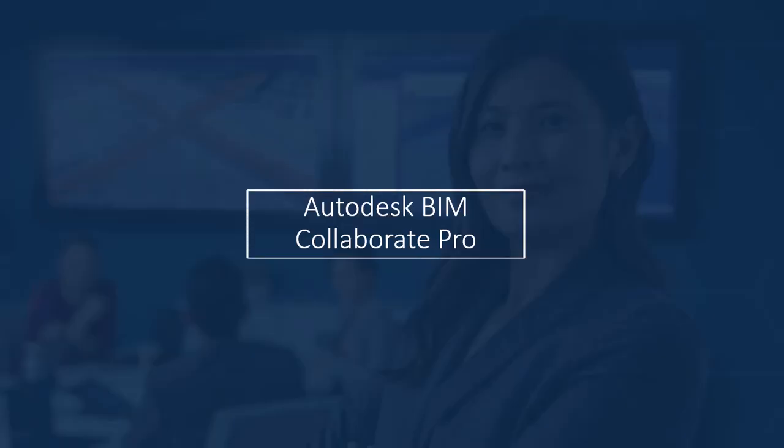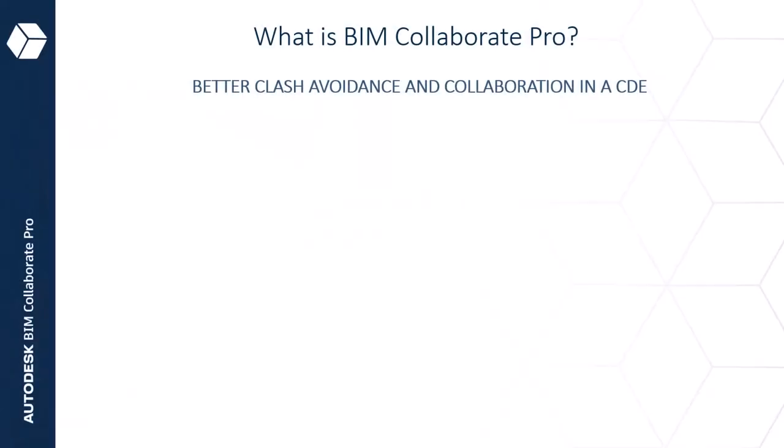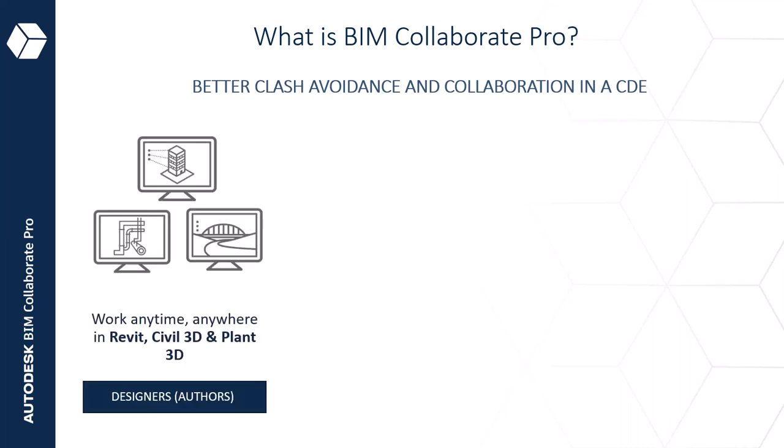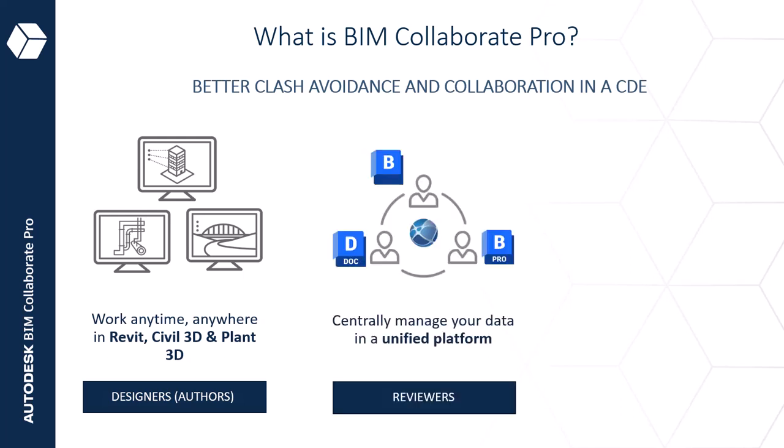Next up, Autodesk BIM Collaborate Pro. Now, what is BIM Collaborate Pro? I'm going to talk about BIM Collaborate and BIM Collaborate Pro in one, because basically it's one product, the one just builds on top of the other. It is really a tool for better clash avoidance and collaboration in a common data environment. For the designers and the authors, it allows you the ability to work anytime, anywhere in Revit, Civil 3D, or Plant 3D. So put your Revit Central model on the cloud, work anytime, anywhere.